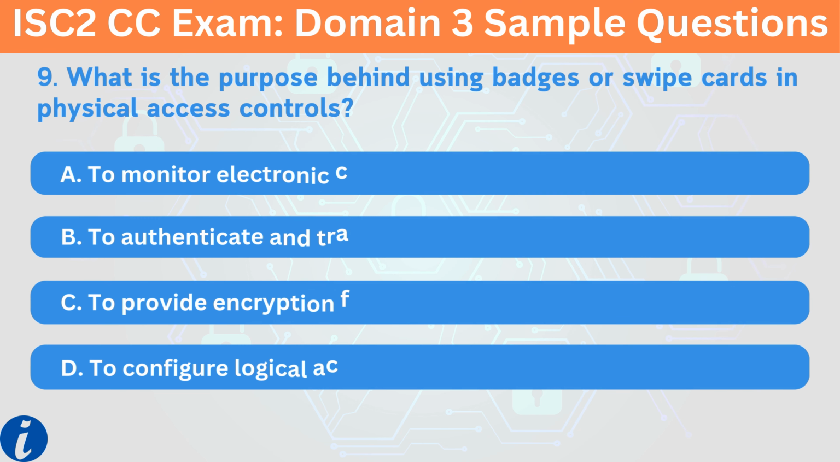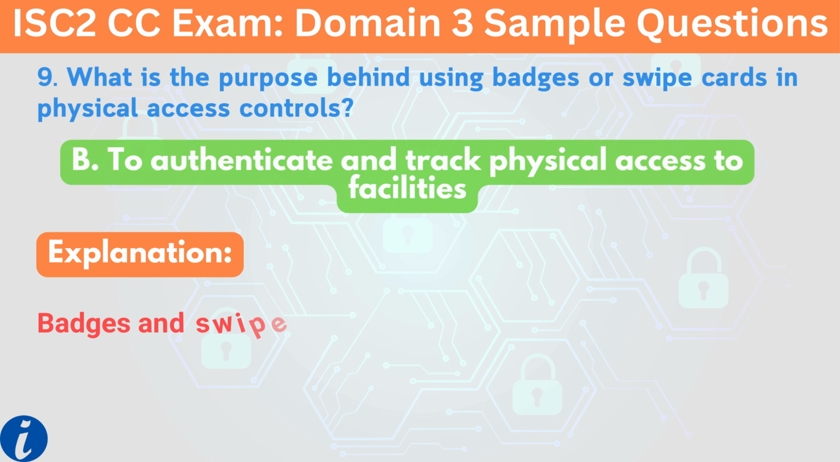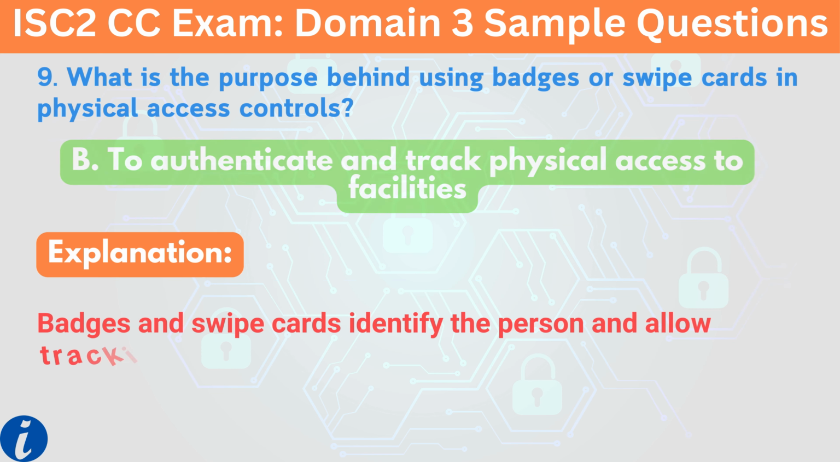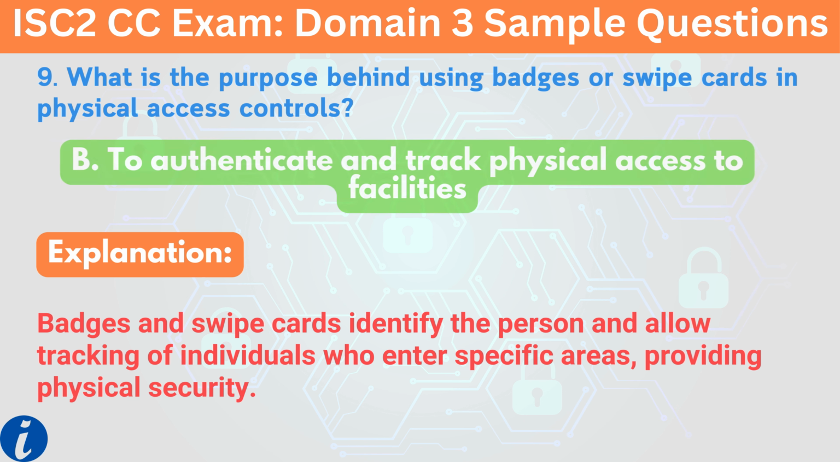9. What is the purpose behind using badges or swipe cards in physical access controls? A. To monitor electronic communications. B. To authenticate and track physical access to facilities. C. To provide encryption for data at rest. D. To configure logical access settings. The correct answer is B. To authenticate and track physical access to facilities. Explanation. Badges and swipe cards identify the person and allow tracking of individuals who enter specific areas, providing physical security.